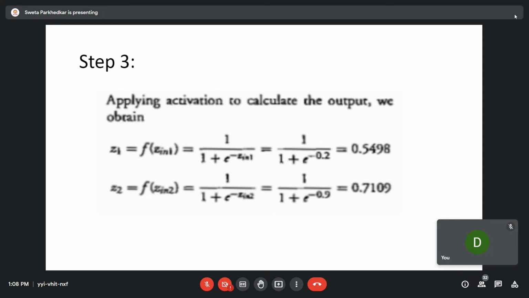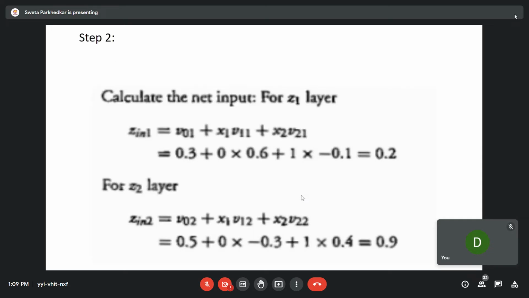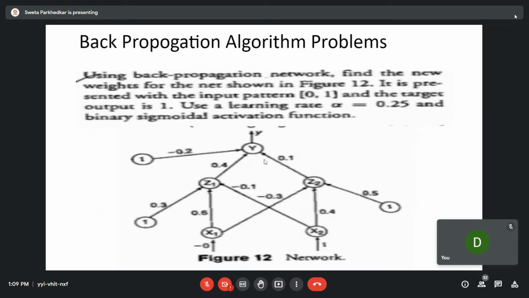Okay, now you need to calculate the net input entering the output layer. ठीक है, तो हमको नेक्स्ट स्टेप में क्या करना है? हमको ये निकालना है, the net input entering the output layer, that is y. So what will be the output layer y? Y in will be equals to the W0 weight, that is bias ka weight, plus Z1 W1 plus Z2 W2.